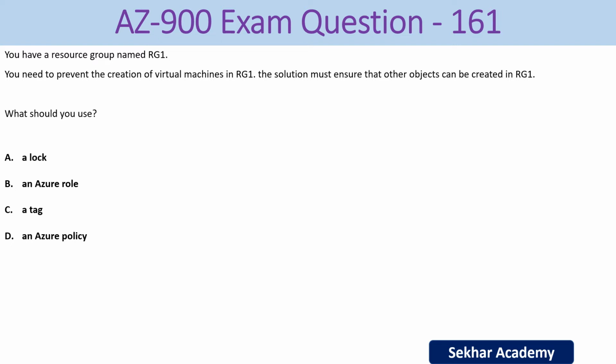The options we have: A, a lock; B, an Azure role; C, a tag; and D, an Azure policy. The right answer is an Azure policy. With Azure policy we can prevent the creation of virtual machines in RG1, and we can still create other objects and resources in the same resource group. The right answer is D, an Azure policy.